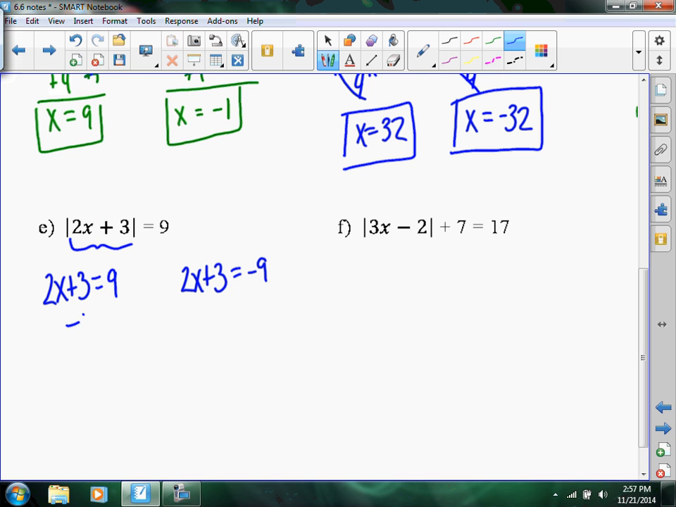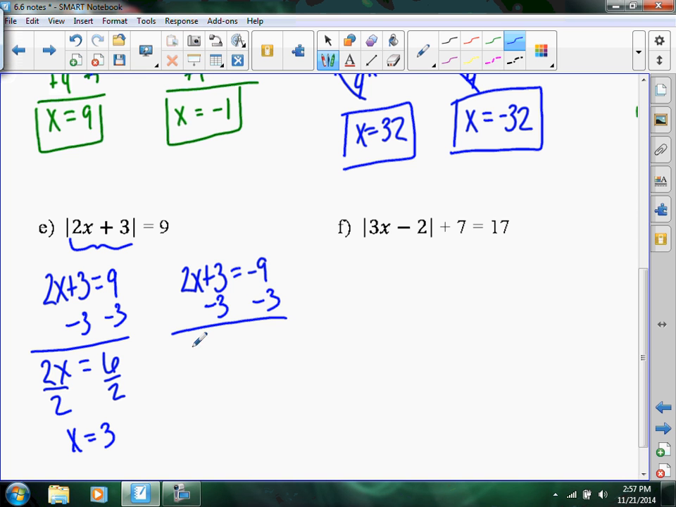And then I'm going to subtract the 3, so I can solve for x. So I get 6, and when I divide by 2, I get x equals 3. Then I'm going to do the same steps over here, but because I have this all set equal to a -9, I get a different solution. I end up getting -12. When I divide by 2, I get -6.